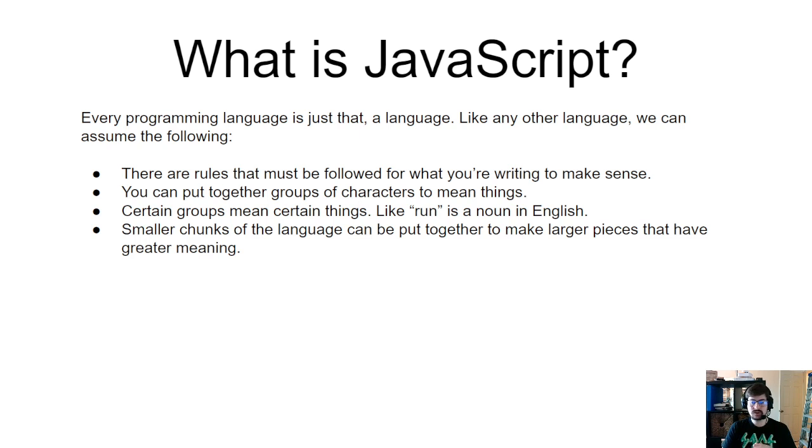So you can use a lot of the same techniques of learning a new spoken or written language to learn JavaScript. Similarly, smaller chunks of the language can be put together to make larger pieces. For example, putting words together to form a sentence, like this, or putting sentences together into a paragraph. In JavaScript, you can take statements and put them together to make other statements, to make functions full of statements, and eventually make a program, which is kind of similar to a book. It's just a bunch of statements that are all together and have shared context.